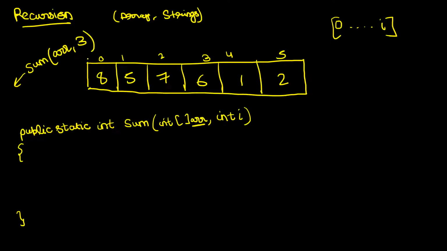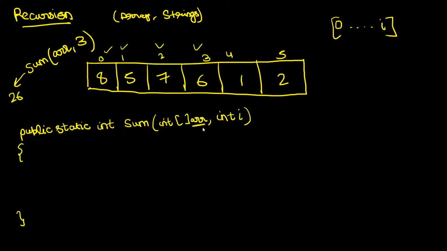Boss, sum ARR comma 3 will give me the sum of the array elements from index 0 till index 3. So from index 0 till index 3, 8 plus 5 is 13, 13 plus 7 is 20, 20 plus 6 is 26. So this is expected to give me the output as 26. Is everyone clear with what is the meaning of this function that I want to write?